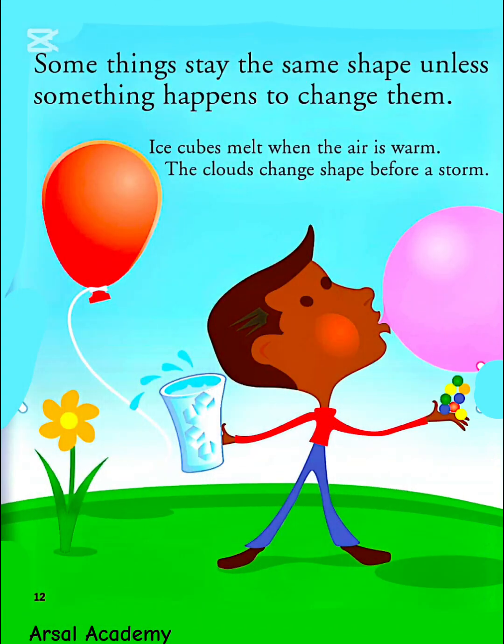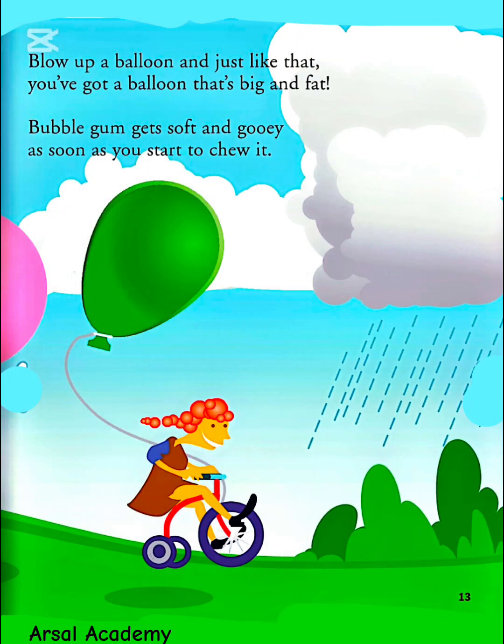Some things stay the same shape unless something happens to change them. Ice cubes melt when the air is warm. The clouds change shape before a storm. Blow up a balloon and just like that, you've got a balloon that's big and fat. Bubble gum gets soft and gooey as soon as you start to chew it.